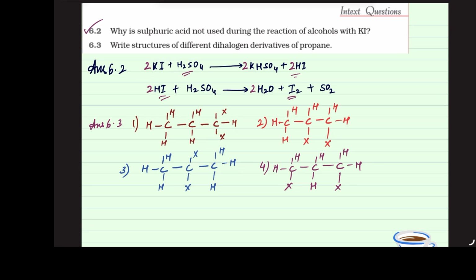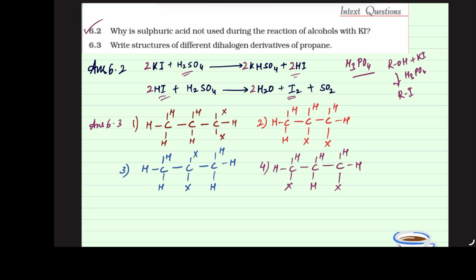Instead of sulphuric acid, phosphoric acid is used. Phosphoric acid reacts with potassium iodide to change it into hydrogen iodide, which in turn reacts with the alcohol to give alkyl halide. So, alcohol reacts with potassium iodide in the presence of phosphoric acid to give alkyl iodide.